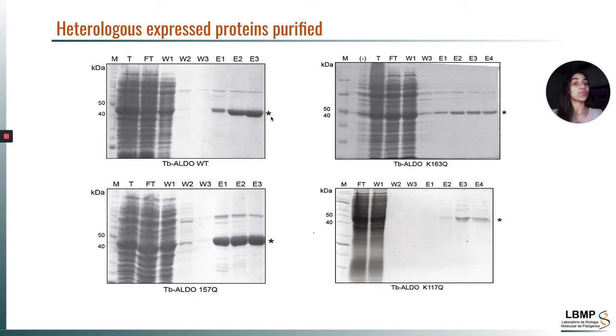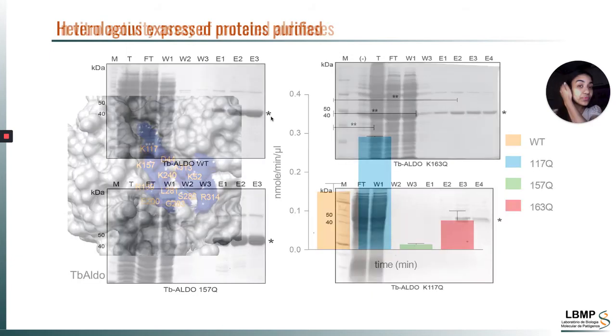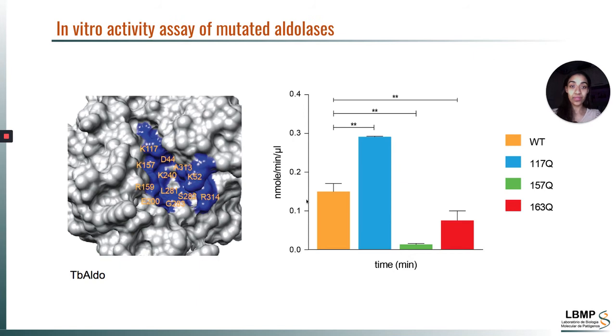With these proteins in hand, we have used a colorimetric assay to test the in vitro activity for the native aldolase and the mutated. And we can observe that when we have a glutamine in the position 157, here in green, we have a high decrease of its activity, as happens in human. So we wanted to gain more insight into what could be happening in this enzyme.